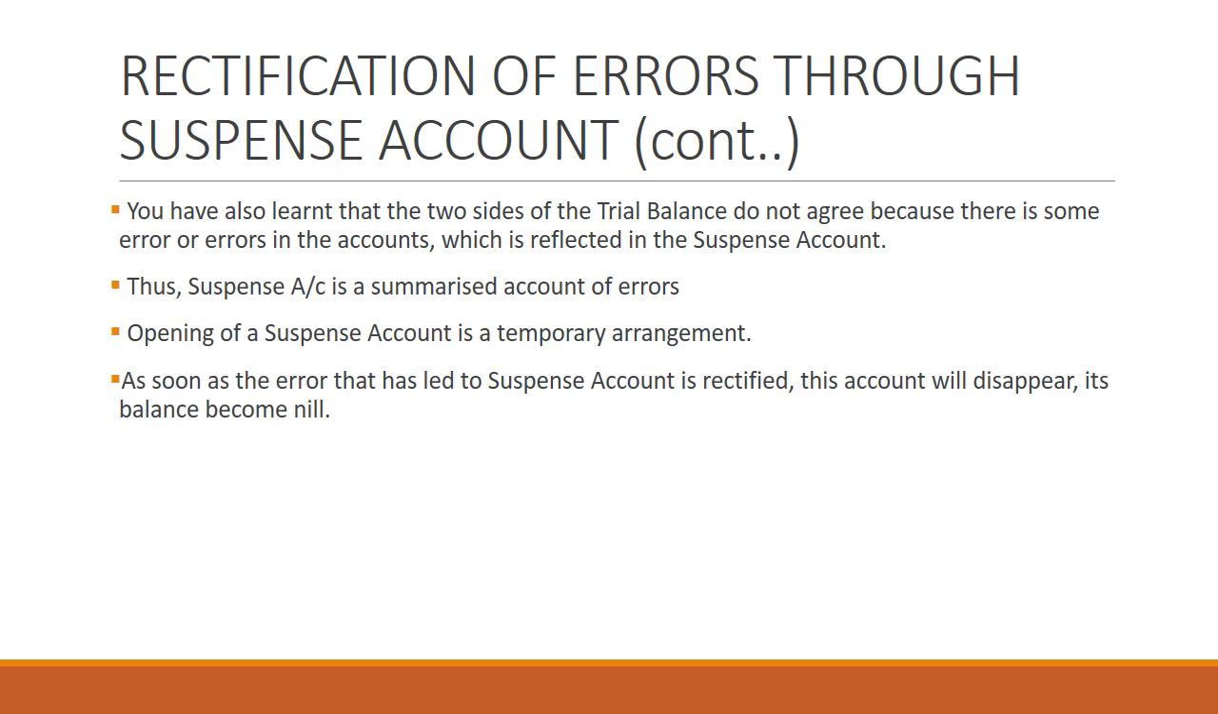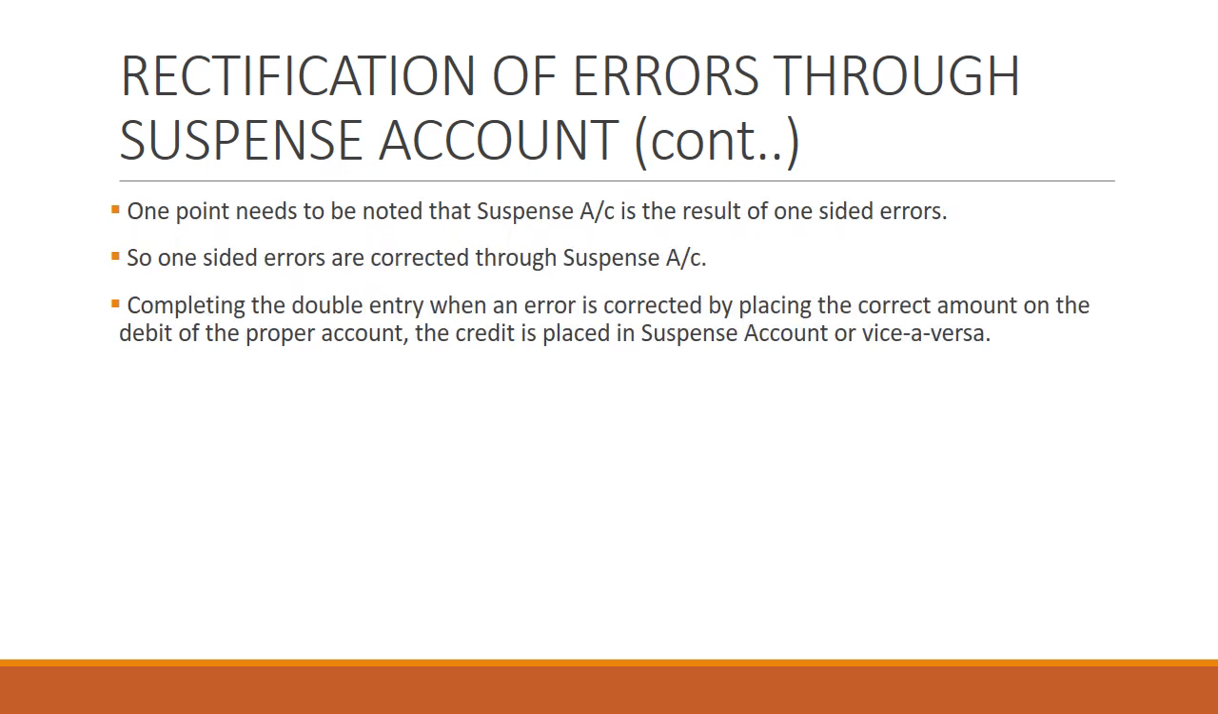For instance, you have also learned that the trial balance does not agree because there is some error or errors in the account, which is reflected in a suspense account. As a suspense account is a summary account of errors, opening a suspense account is a temporary arrangement. As soon as the error that leads to suspense account is rectified, this account will disappear.